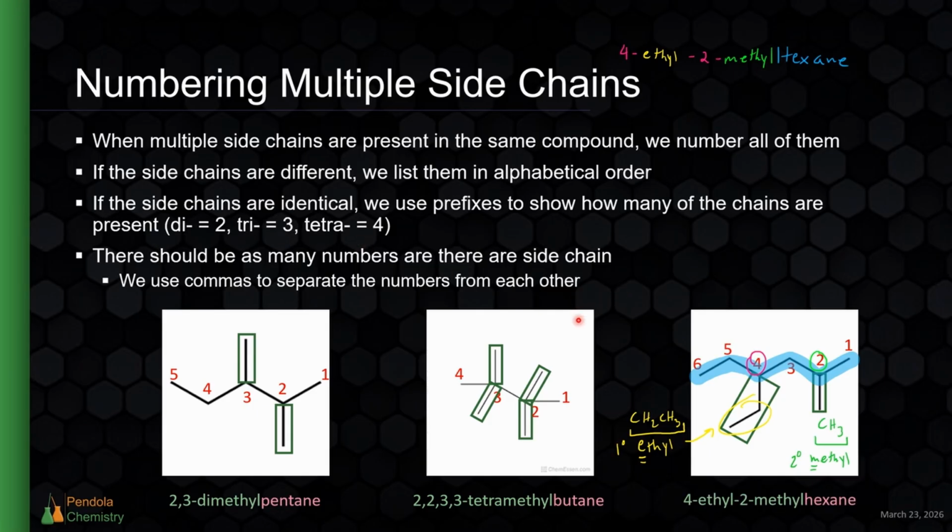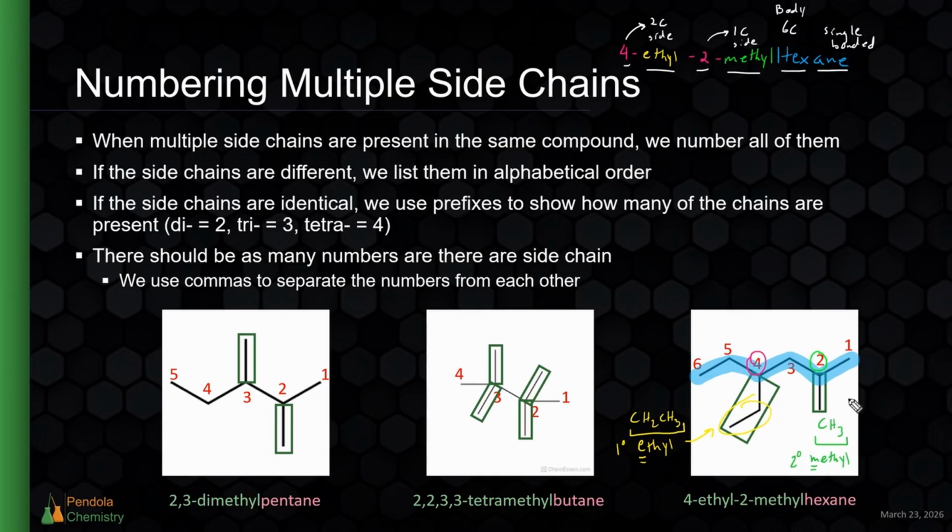So it's a lot to unpack, right? The prefixes or the side chains are in alphabetical order, eth versus meth. So hex tells us 6 carbons in the body of the compound. Ane tells us they're all single bonded. Methyl tells us it's a 1-carbon side chain. 2 means that this is in carbon number 2. Ethyl tells us it's a 2-carbon side chain. And the 4 tells us that this is in carbon 4.